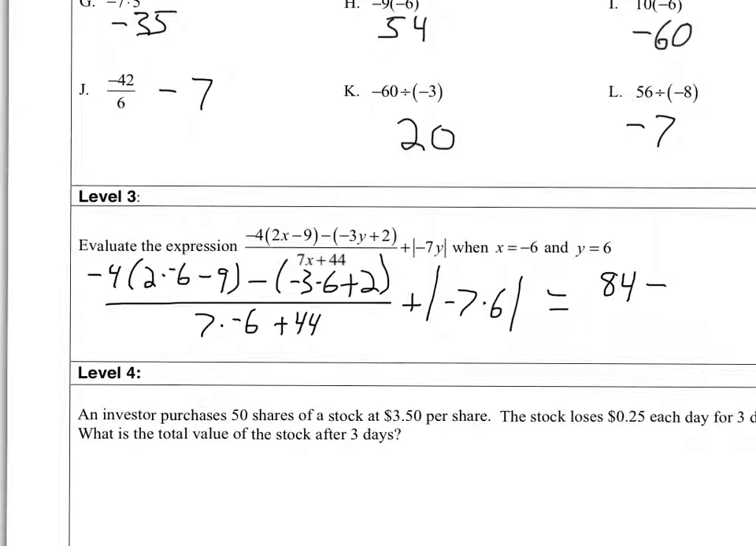Now I'm focused inside these parentheses. I have a negative 3 times negative 6, which is negative 18, and negative 18 plus 2 is negative 16. So I'm subtracting a negative 16, which is of course the same thing as adding 16. And I'm dividing by, as we focus on the denominator, here I have negative 42. And negative 42 plus 44 is 2.